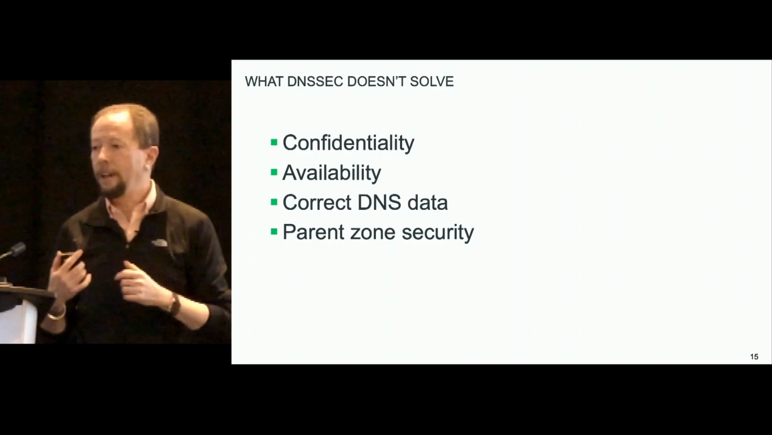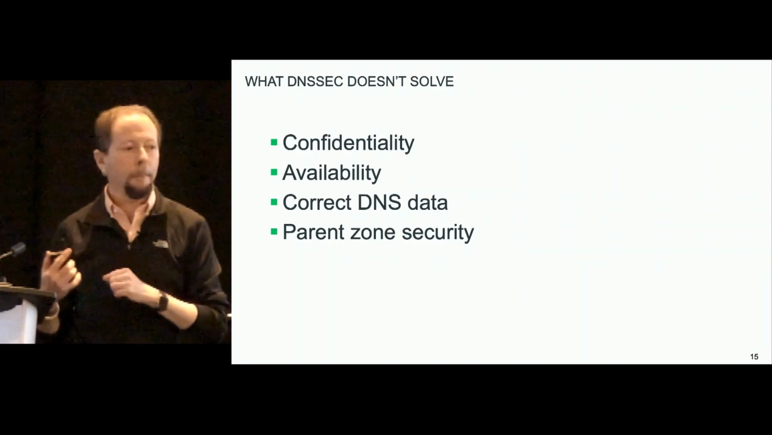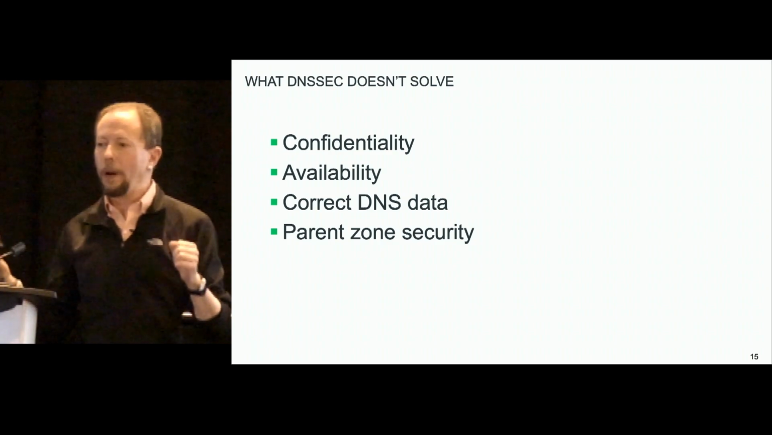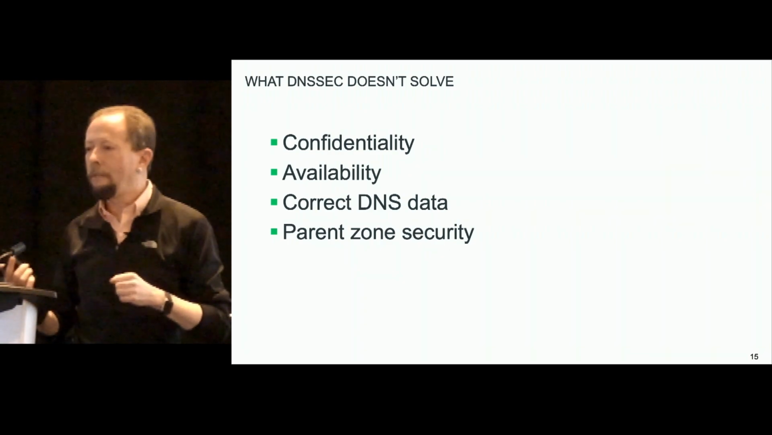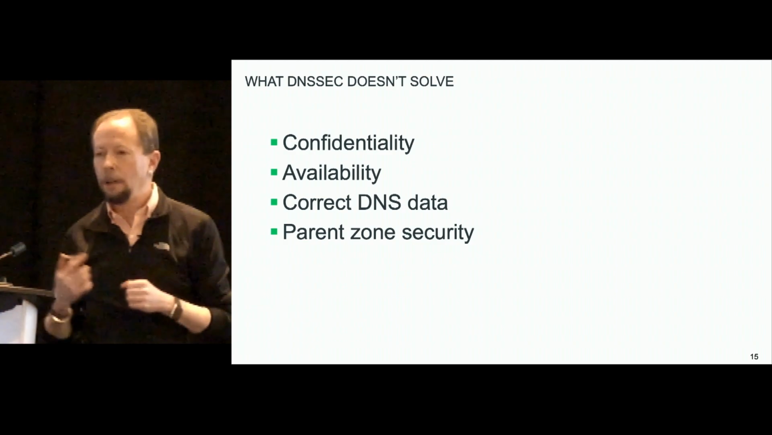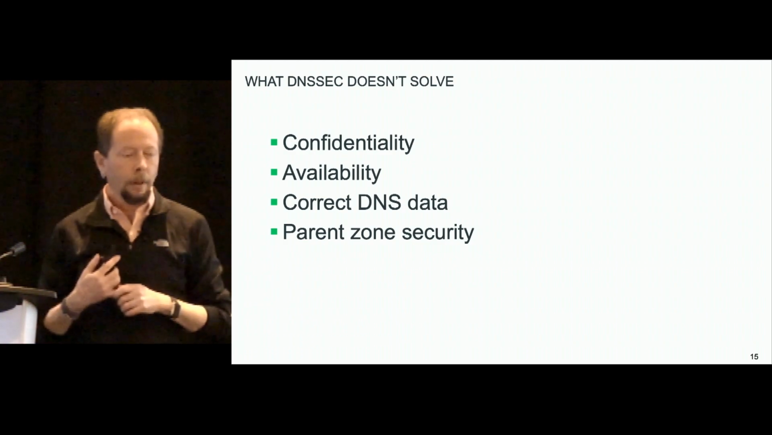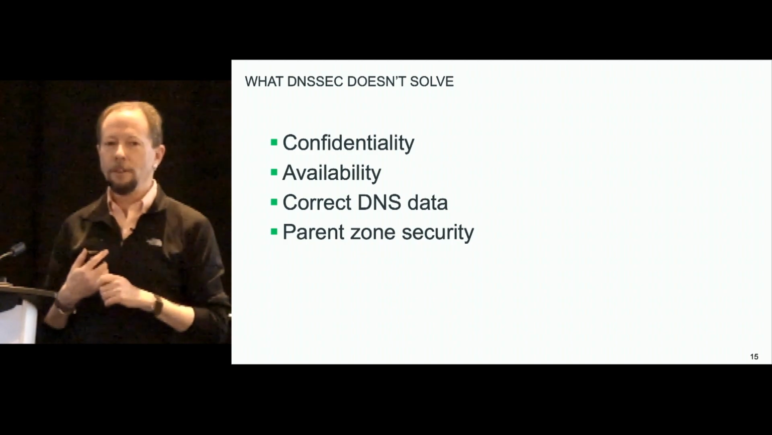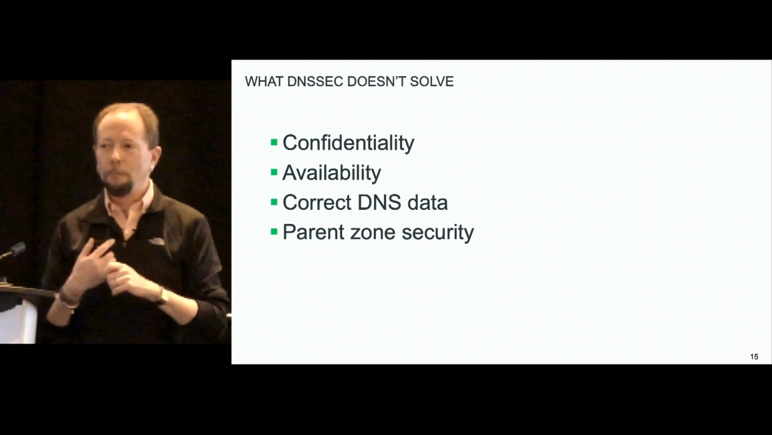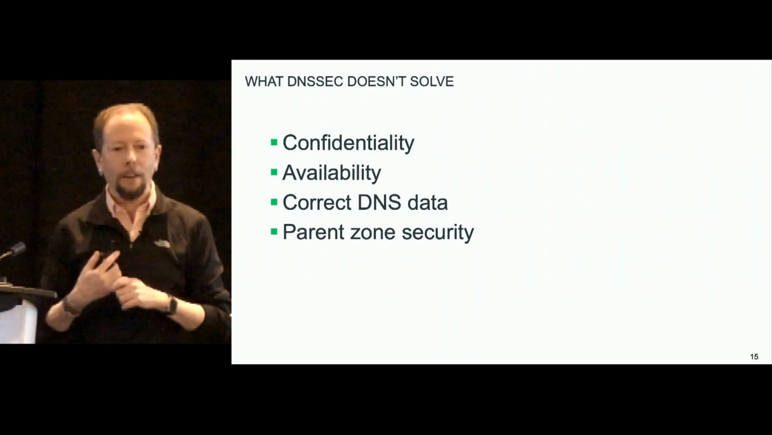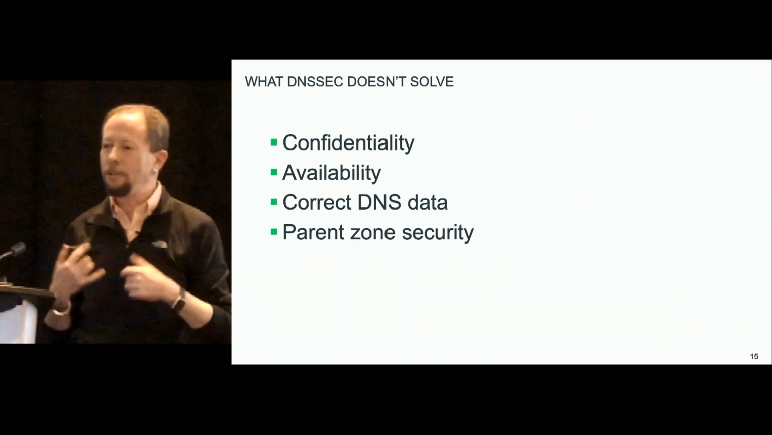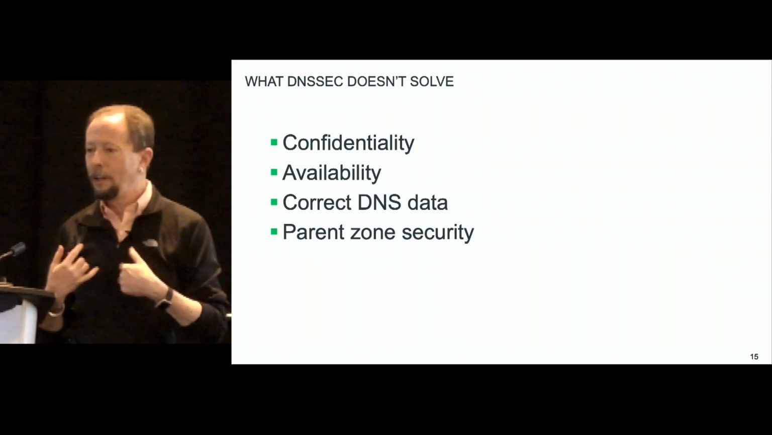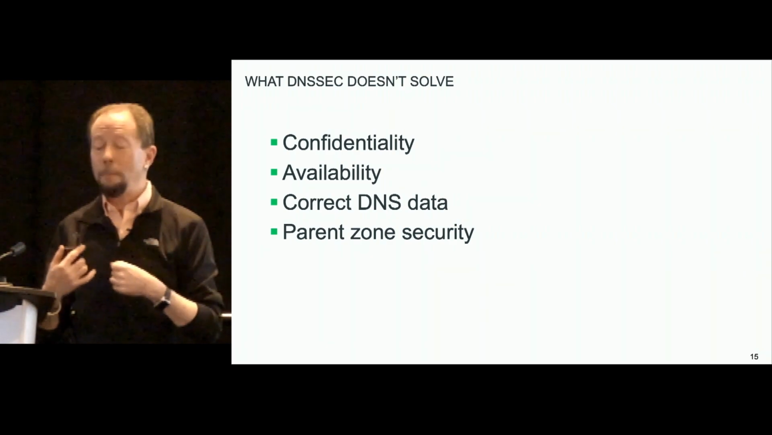It doesn't fix availability. I can still disrupt things by breaking signatures, clogging links, knocking you off the net, DOSing your machine, whatever. Also, you get what's in the zone, but it's not autocorrect for DNS. If I fat finger something and put the wrong name or the wrong IP address into my zone file and I sign it, you will get something and it will validate, but that doesn't mean it will work.